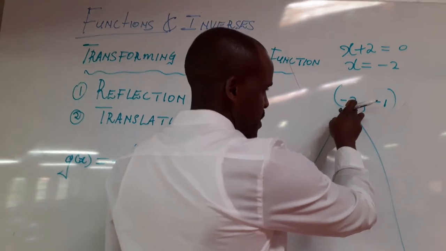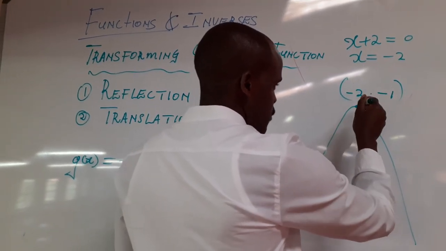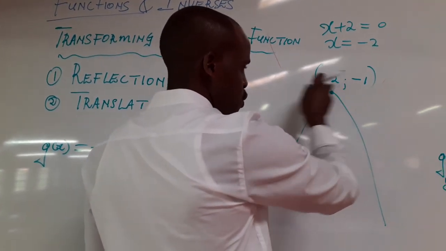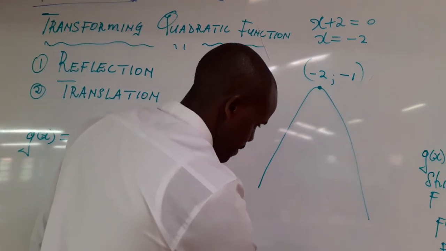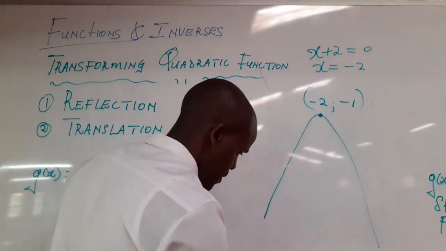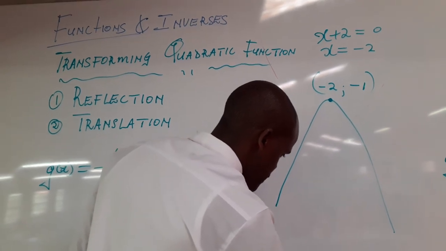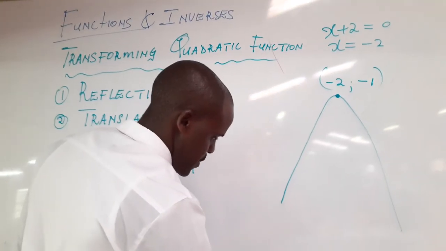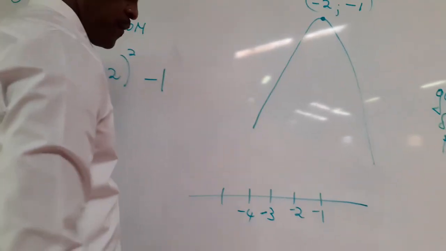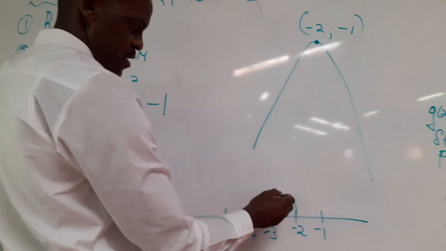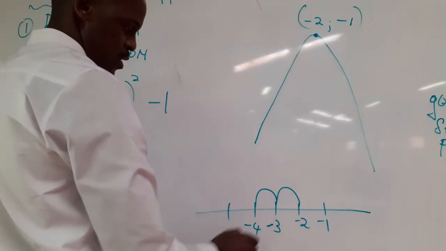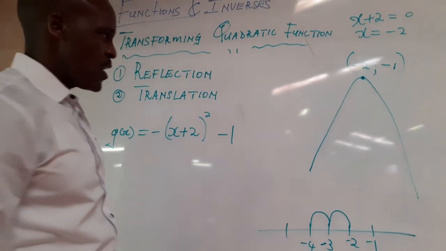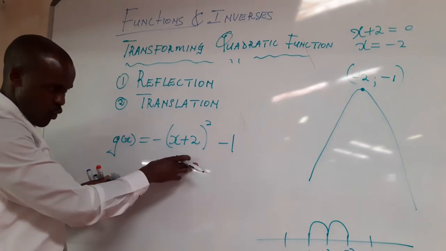When you are to shift to the left, you are moving from negative 2, 2 units to the left. That's 1 unit, 2 units. You are moving 2 units to the left. You are to write the new equation.